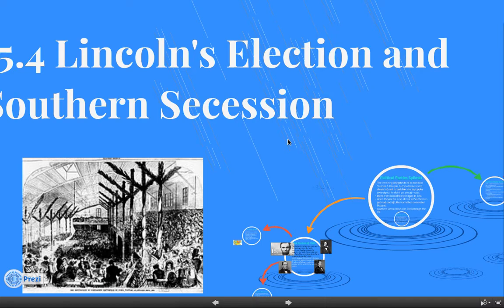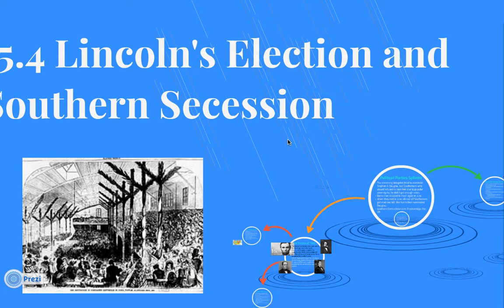Today we're going to look at Section 4 of Chapter 15 on Lincoln's election and Southern secession. Within our section today, we're going to take a look at why the Democratic Party split in the election of 1860. We'll look at some of the different issues in the election. We'll describe the secession of the Southern states from the Union, and we will explain the Union's response to secession.